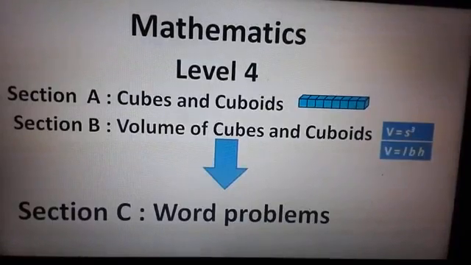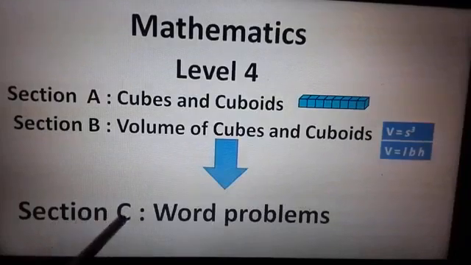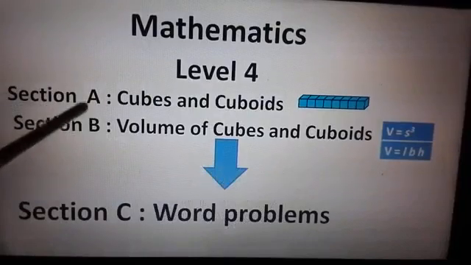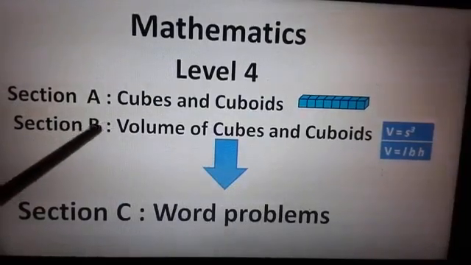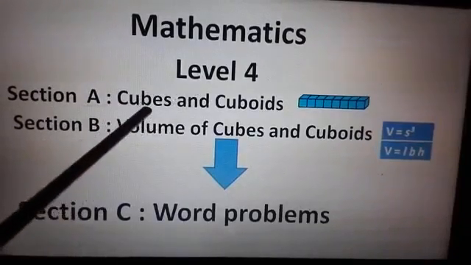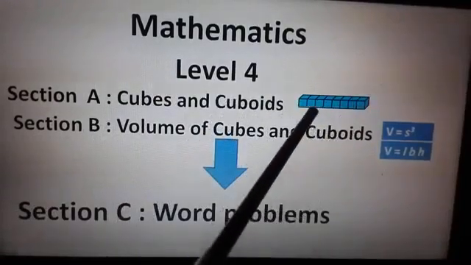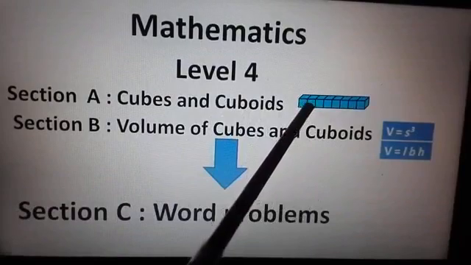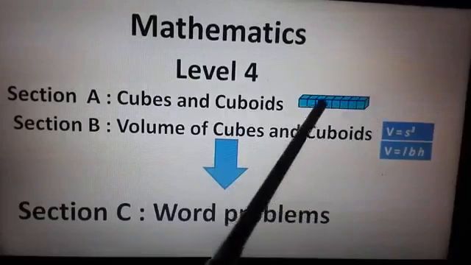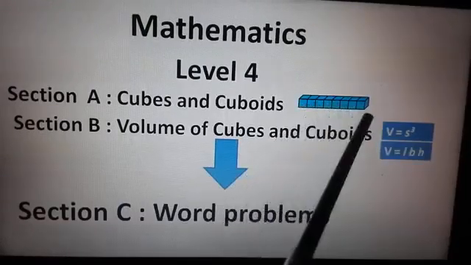Today we are going to start our last section from unit 3, that is section C, word problems. I hope everyone has gone through sections A and B and learned how to find the volume. In section A, we learned how to find the volume of cubes and cuboids by counting the cubes. One example I have given here: we count like this, 1, 2, 3, 4, 5, 6, 7, 8. That means 8 cubic centimeters, or 8 unit cubes, were used to make this figure.